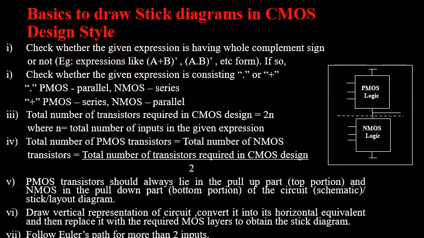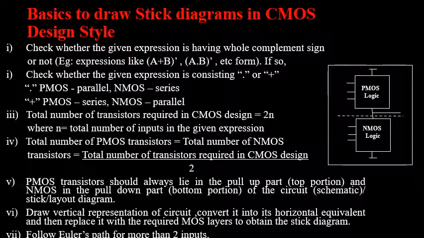When the expression is given, first and foremost you have to check whether the expression is in the form of a whole complement or not. Whole complement means the expression is in the form of (a plus b) the whole complement, (a dot b) the whole complement, (ab plus cd) the whole complement. If you have an expression of such kind, the procedure you follow will remain the same till the 7th step.